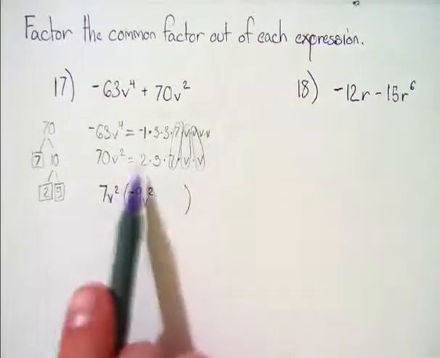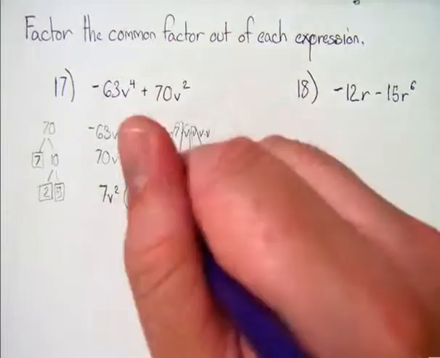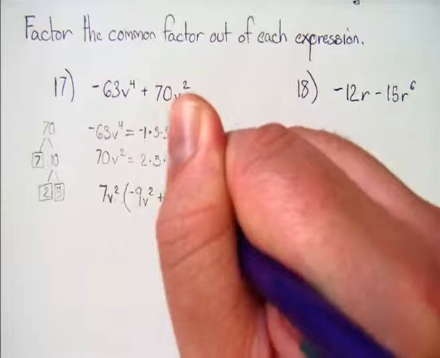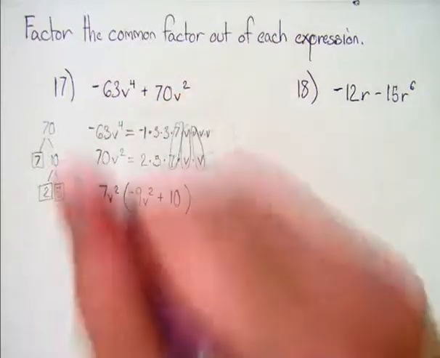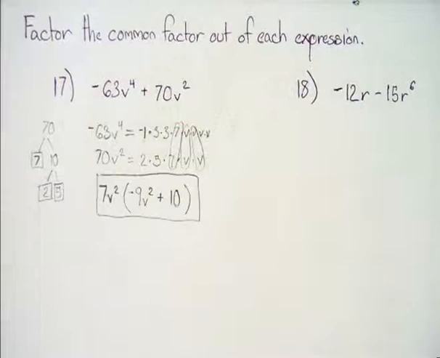Now I do the same thing for the second term. What's left over is 2 times 5, which is 10. So I'm going to say this is plus 10. And now that right there is my factored expression.